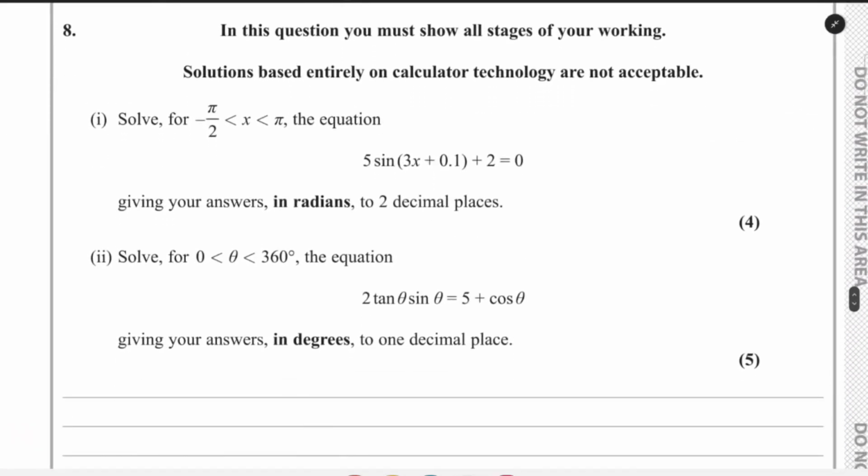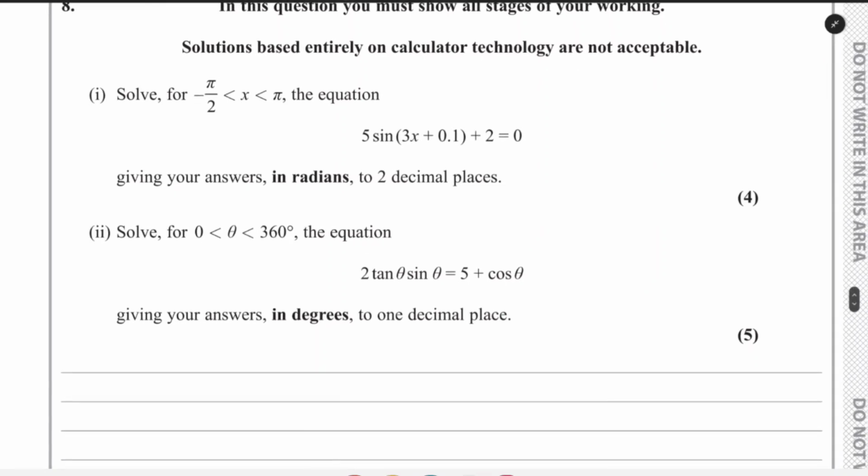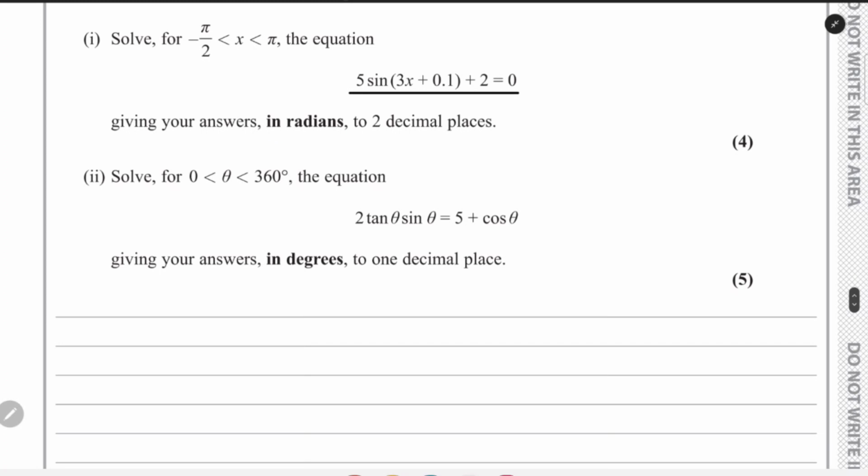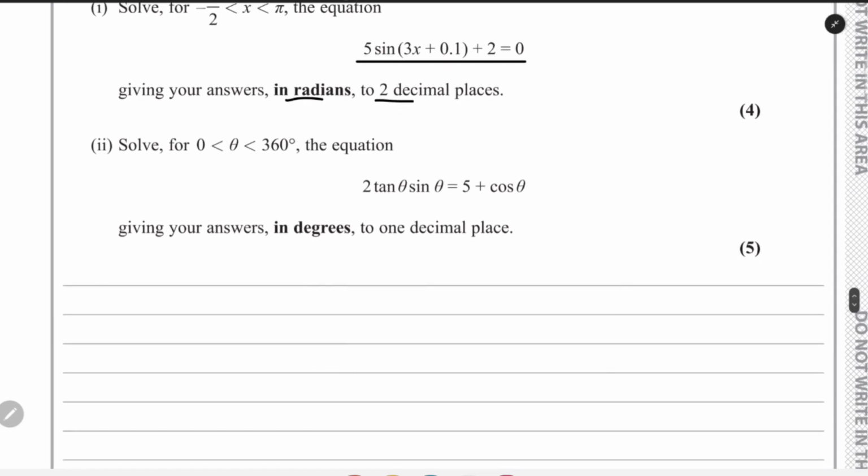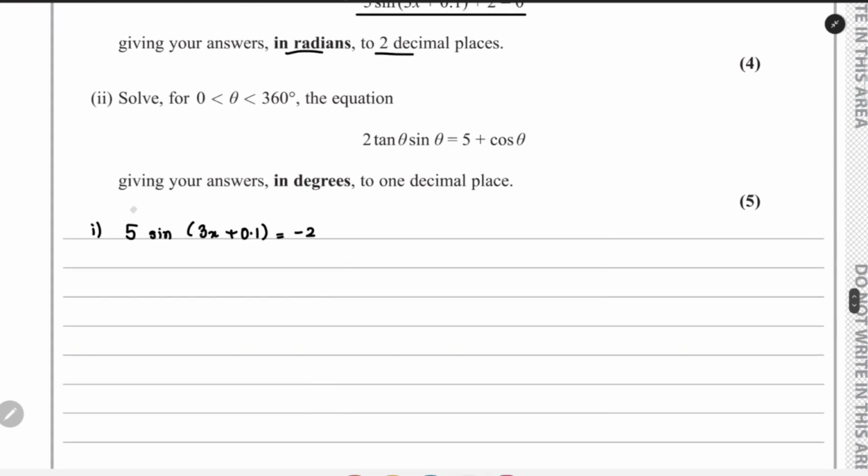Now moving on to question 8. We are given this equation over here, and we have to give our answers in radians to 2 decimal places. For solving such questions, we have to ensure that our calculator is in radian mode. We'll get 5 sine(3x + 0.1) is equal to minus 2, so sine(3x + 0.1) will be equal to minus 2 by 5.